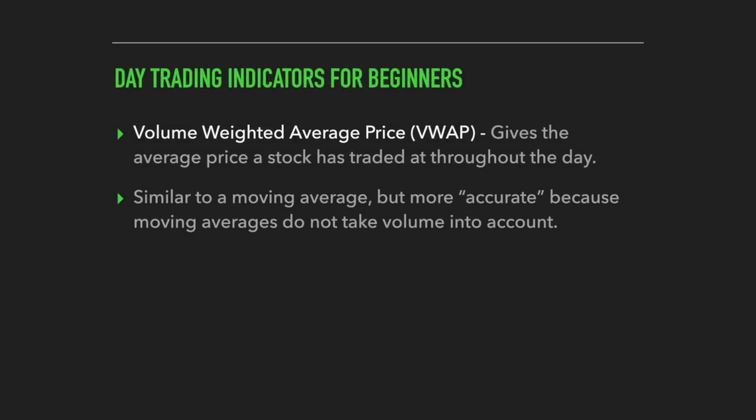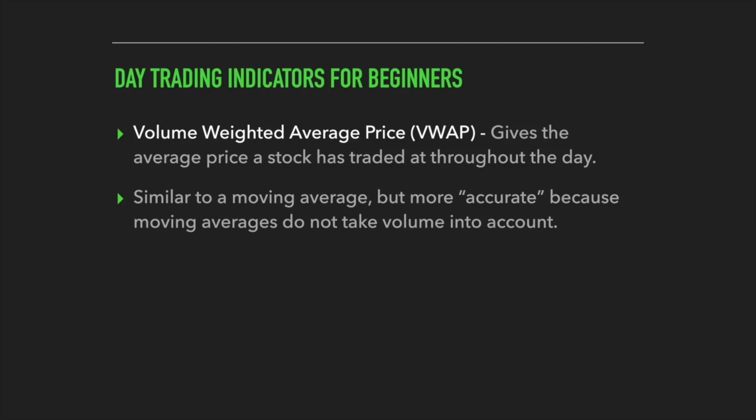Now the next day trading indicator that I want to talk about in this video is what is known as the VWAP, which is an acronym that stands for the volume weighted average price. And simply put, what this does is gives you the average price that a stock is traded at throughout the day. And when you think about the average in the market, you probably already think about a moving average.